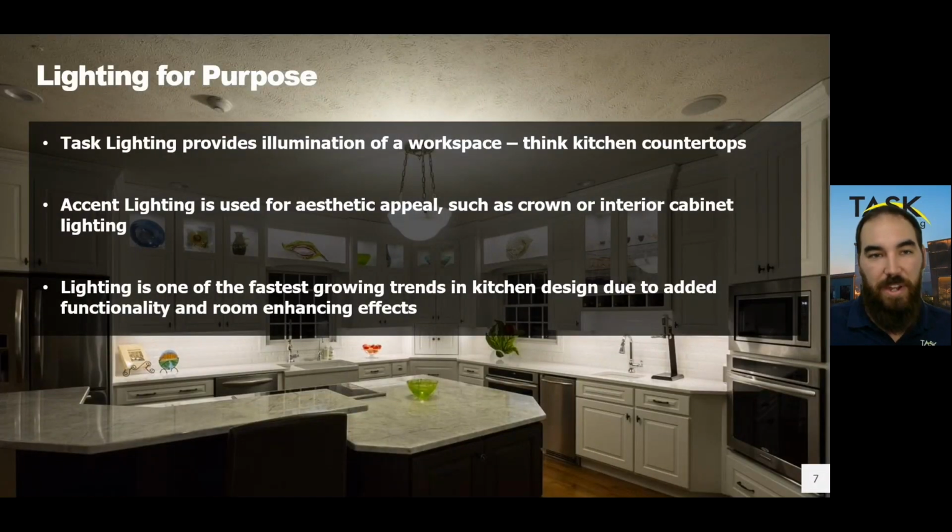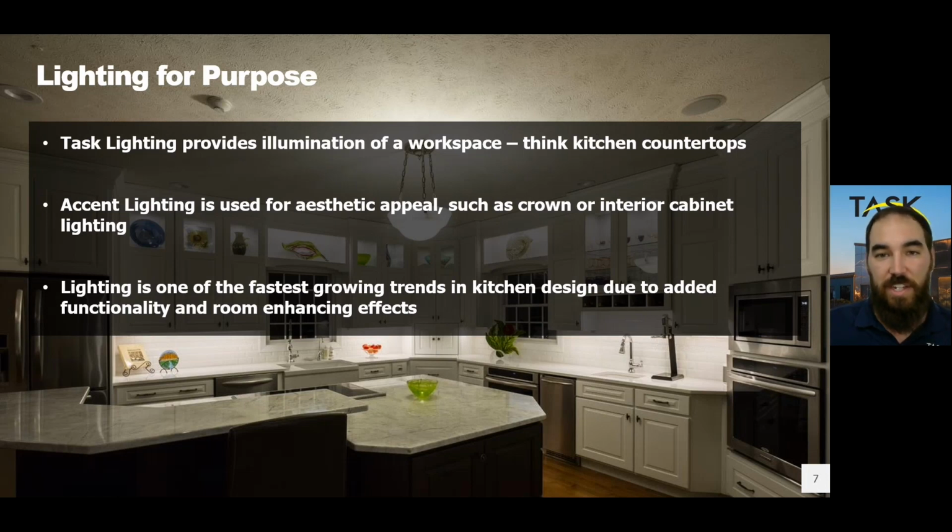When we talk about lighting for purpose, there are two key ways you can use lighting in a kitchen or in any space. The first is task lighting, which is the namesake of our company, but it's also a real and legitimate term in this business. Task lighting is functional lighting, used to light up, for example, a countertop where you may be cutting or preparing food. Task lighting is there to enhance the functionality of a space.